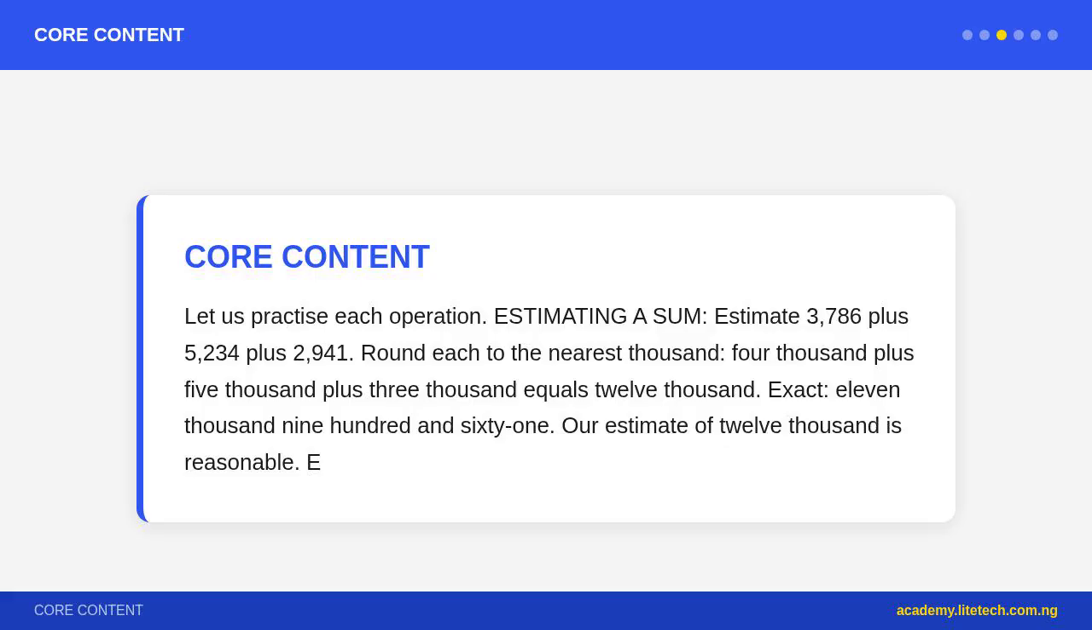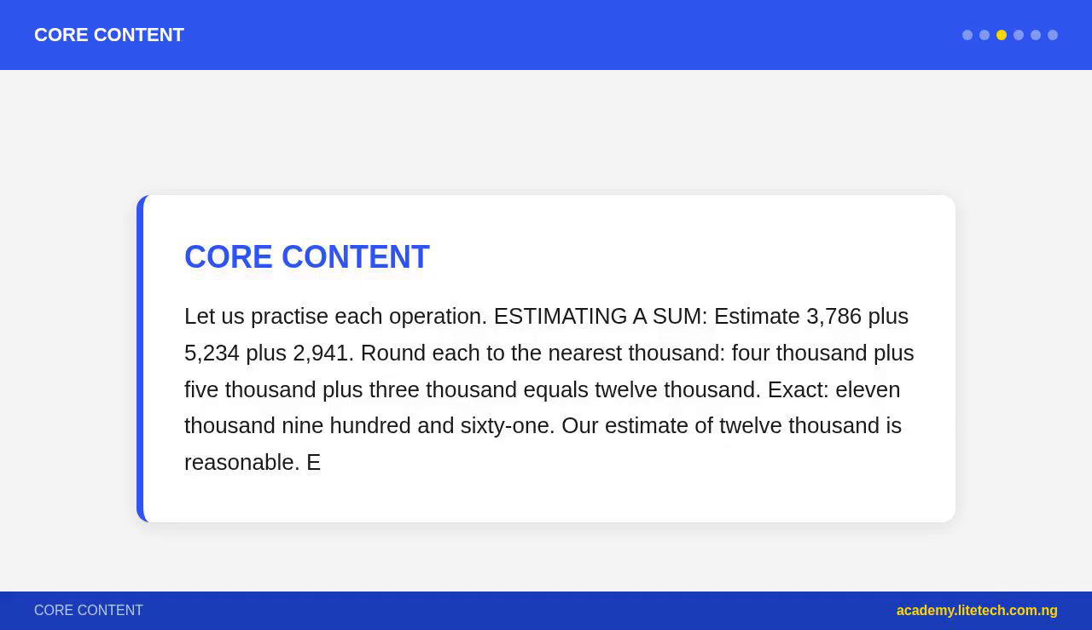Estimate the total cost. Round, 50 bags times 8,000 naira equals 400,000 naira. Exact, 387,750 naira. Our estimate of 400,000 is a reasonable guide for budgeting purposes.